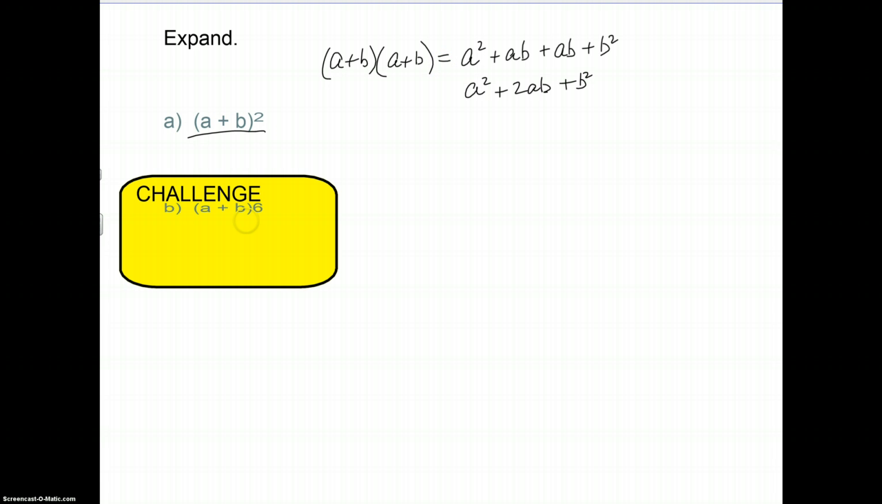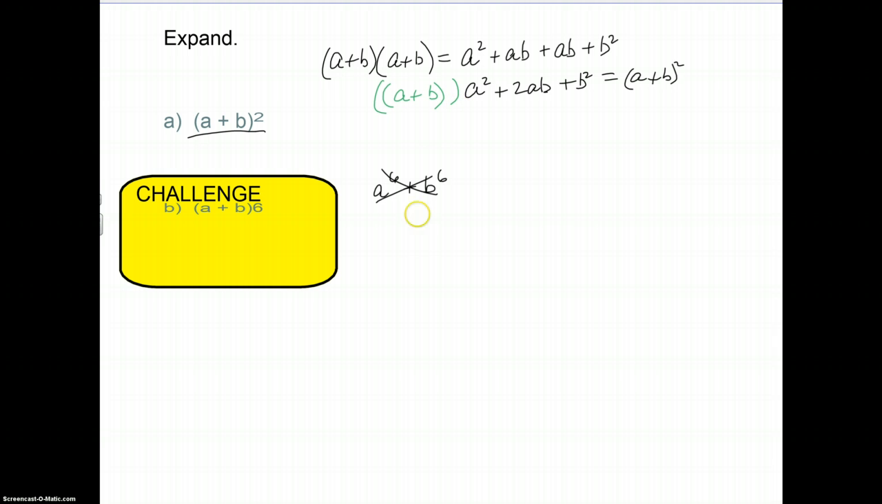Now if I ask you to do this, that gets a little messier, right? Because now this is not just something like a to the 6th plus b to the 6th. Do not do that, please. It all has to be FOILed and distributed. So I would have to take this, a plus b squared, and multiply it by another a plus b.